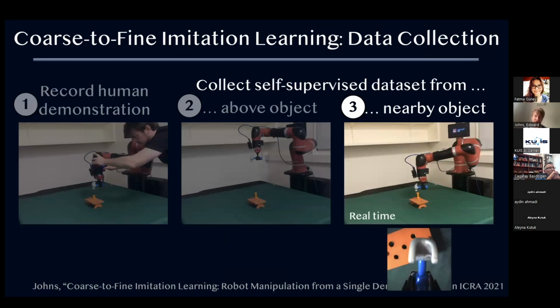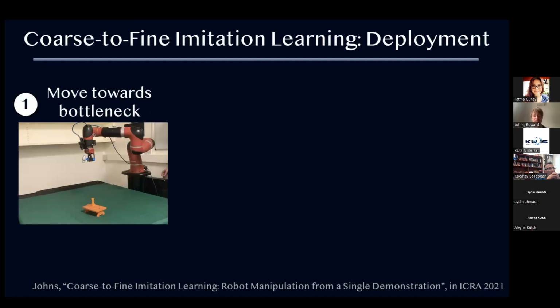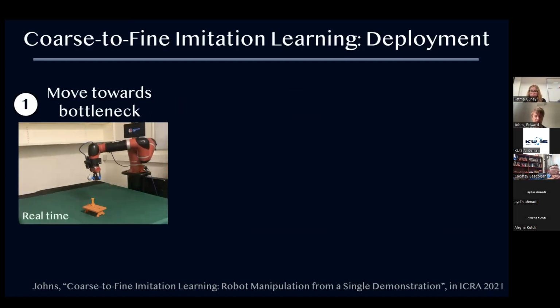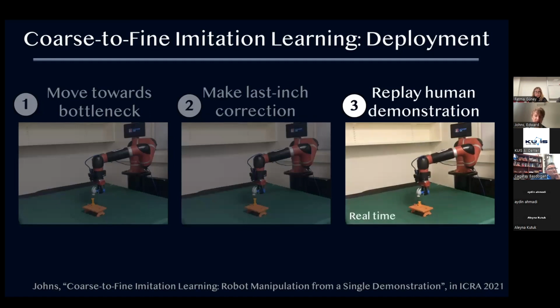So this is a last inch correction network, which collects similar images and actions to stage 2, but this time right up close to that object. And now we've got these two self-supervised data sets telling the robot what actions to predict for each image. And once we train those networks, we can then deploy the robot with the nail in a new configuration as follows. First of all, the robot will move towards the nail using that first neural network that we trained. Then the robot will make one final last inch correction using that second neural network we trained. And finally, the robot will simply replay the human demonstration.